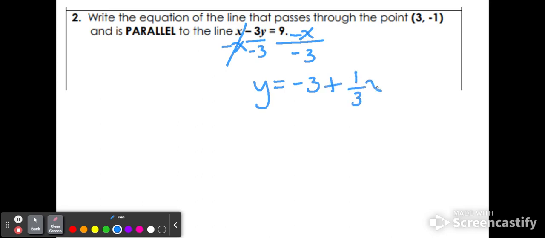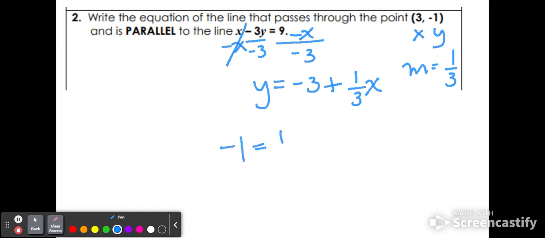We can leave that as a fraction. So we have the slope 1/3. So our m value is positive 1/3. We want it to be the same for our parallel lines. Here's our x and y. So we're going to put it into slope-intercept form.